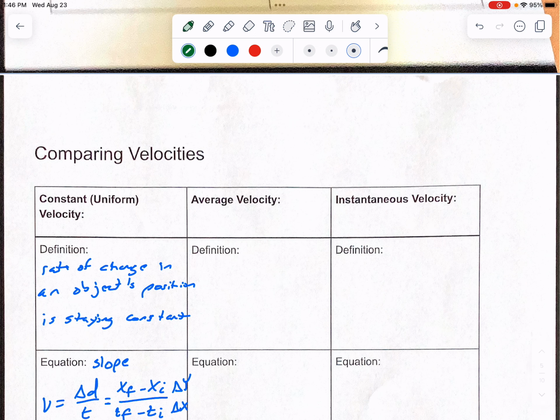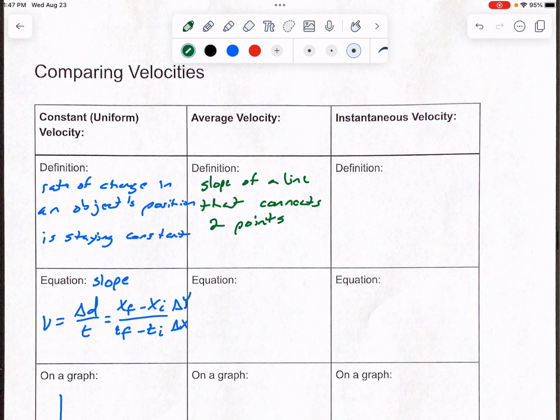Now, if we go to average velocity, okay, that is going to be the slope of a line that connects 2 points. Okay, so if you're looking at a graph, we'd find the 2 points that we're talking about, connect them with a line, and then find the slope of that line. Or we did some word problems where we actually had displacements and times, and we just added up the displacements over the total time. And we'll go over that equation here in just a second. On the equation, it would be slope. If you just connect the 2 points, find the slope of that line. That's how you do it on a graph.